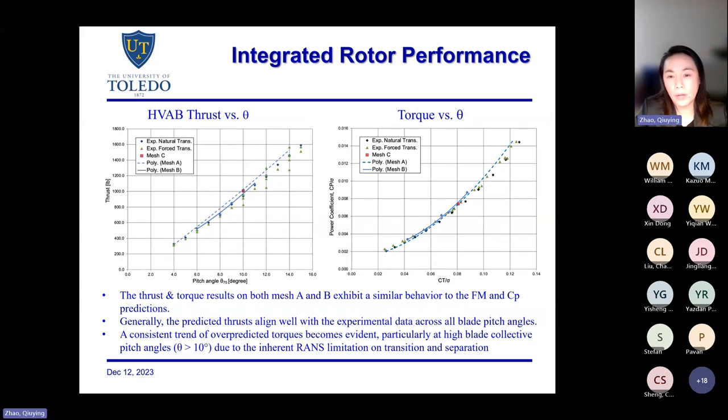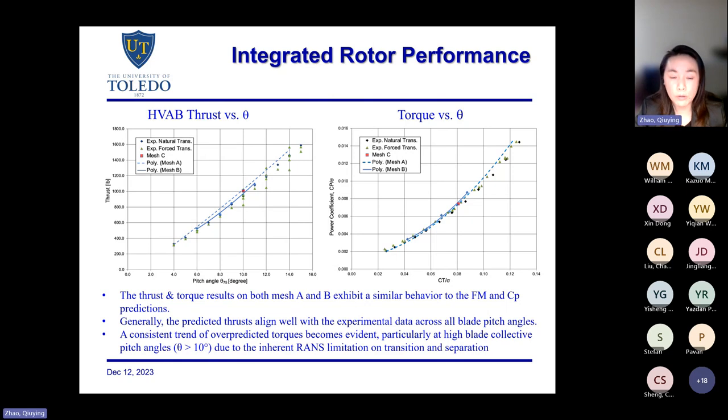So on this slide, we also compare the dimensional values. On the left-hand side is the thrust, on the right-hand side is the torque simulation. Both thrust and torque trends are similar to the trends of the figure of merit and the power coefficient we just demoed previously. The thrust and the torque results on both Mesh A and Mesh B show a similar behavior. In general, the predicted thrust compared well with experimental data on all collective angles.